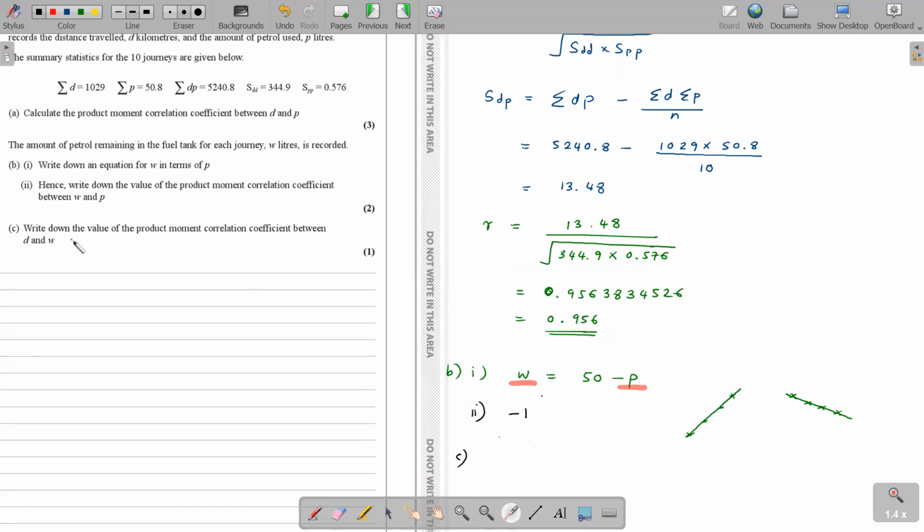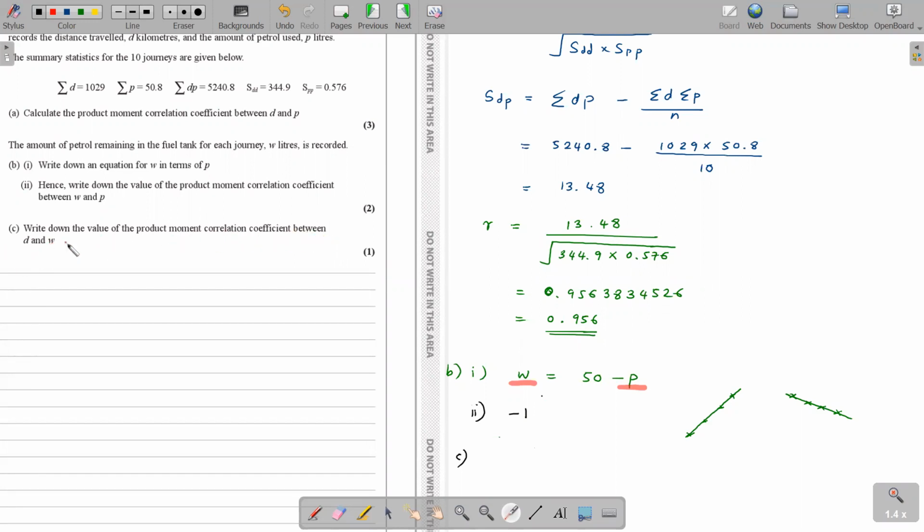Part C. Because this equation is given, I was able to identify it's -1, because this is directly fitting onto a straight line. When it directly fits onto a straight line, then R values are going to be 1 or -1. 1 for positive gradient, -1 for negative gradient. Then write down the value of the product moment correlation coefficient between D and W.